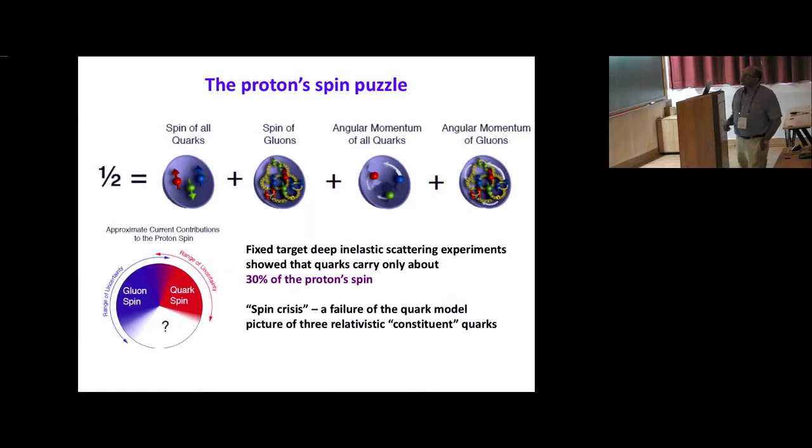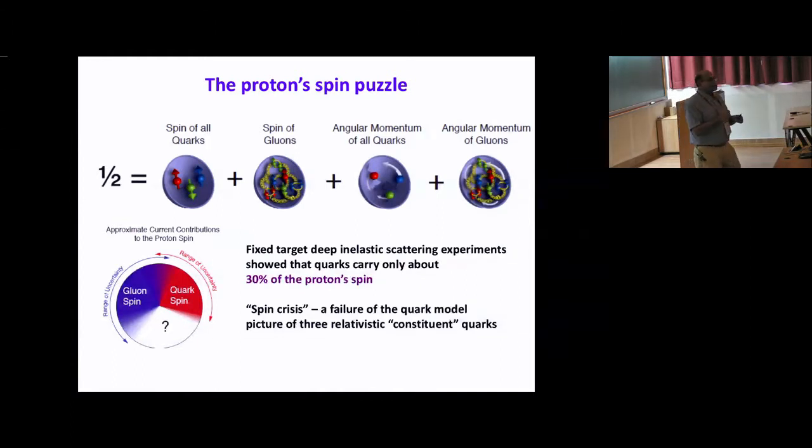And so these fixed target experiments show that the quarks carry only about 30% of the proton spin. And so this was a big crisis. Okay? And again, like a lot of things in QCD, like I alluded to before, it just fell flat on its face. So there was something called the quark model. And when I was growing up, it was still a big deal. But I'm a lot older than you.